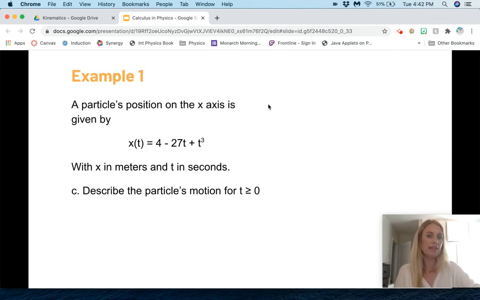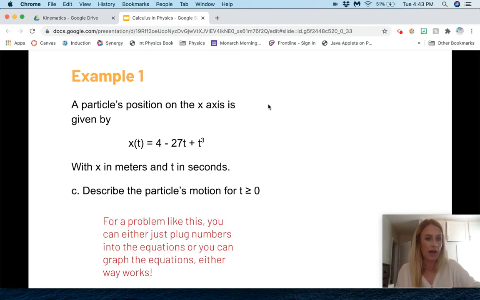All right, last but not least, we now want to describe the particle's motion for a time greater than or equal to 0. So after we start timing, what does the particle do, basically? For a problem like this, there are two ways to do it. You can just plug numbers into the functions that you know and see what happens with the position, the velocity, and the acceleration, or you can also graph the equations.